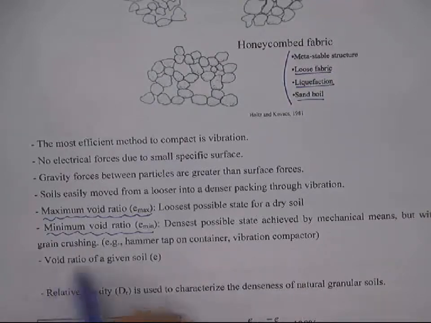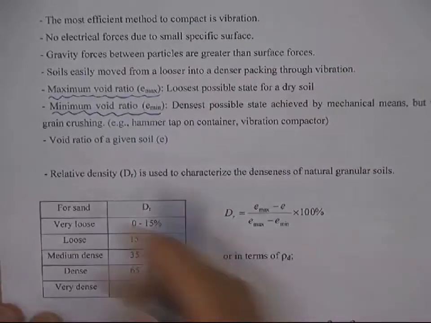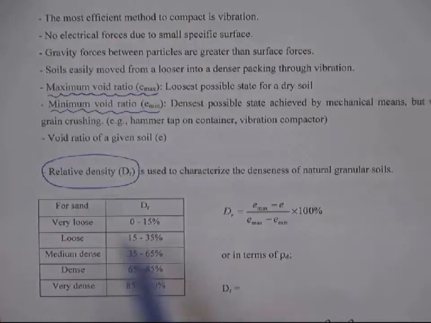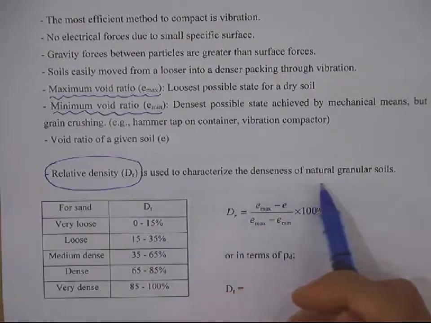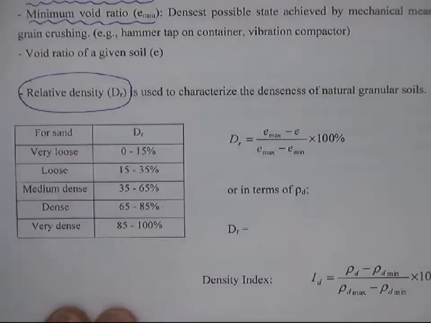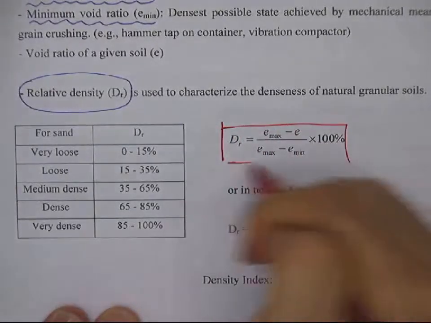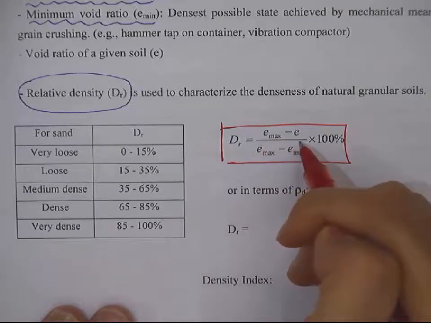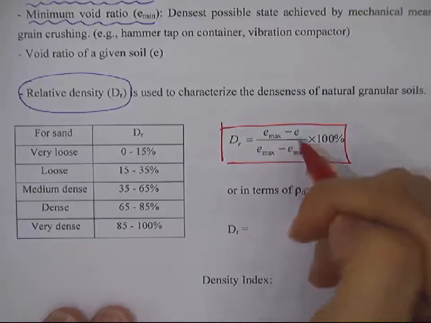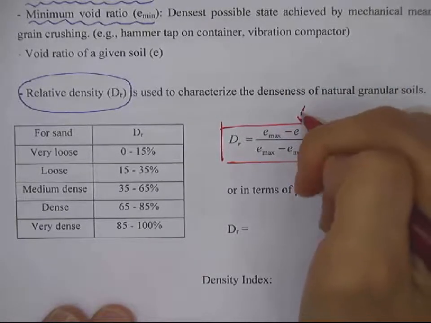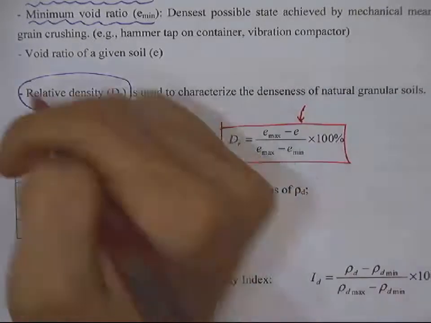And if you know the void ratio of the given soil, then you can get the relative density. Relative density is a very useful term to find out how well the soil is compacted. So relative density is used to characterize the denseness of the natural granular soil. And the definition is this one: e max minus e over e max minus e min. So here the e is the void ratio of a given soil.